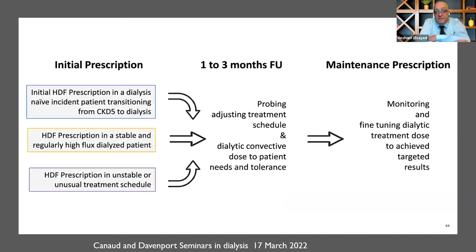This is another prescription from my friend, Professor Cano. In the last publication, and we discussed that with him in Milan, at the last ERA EDTA, they said that we can initiate a prescription for a naive patient doing hemodiafiltration and titrate up the dose in 1 to 3 months, going to a maintenance prescription with monitoring, fine-tuning the dialytic treatment dose to achieve the target result. So the 23 liters may not be applicable at the start of hemodiafiltration, but you can titrate up the dose after that.